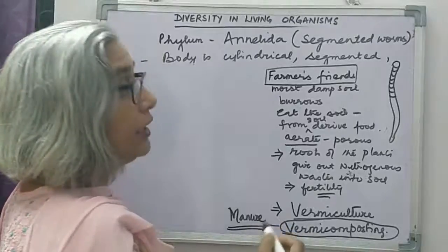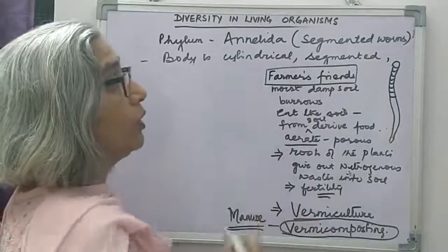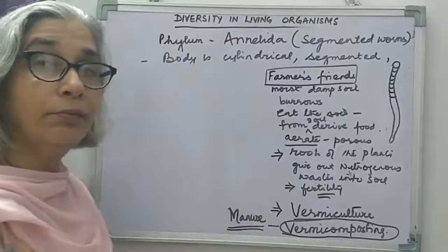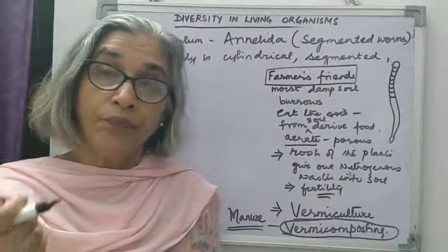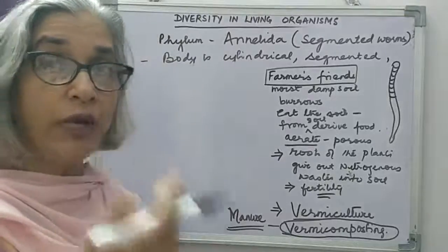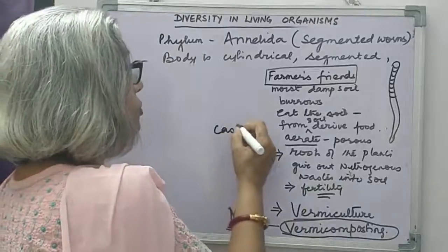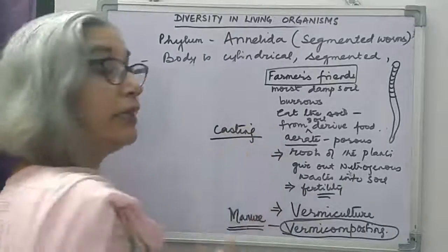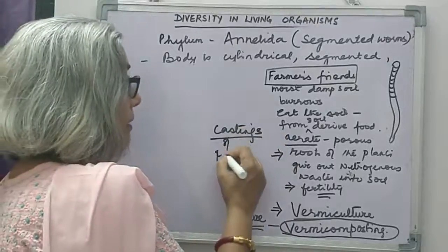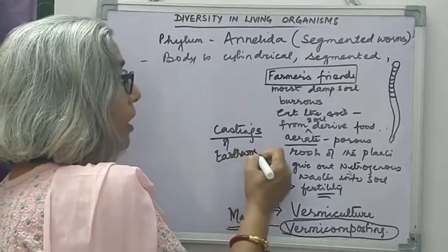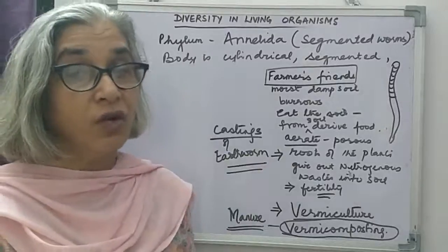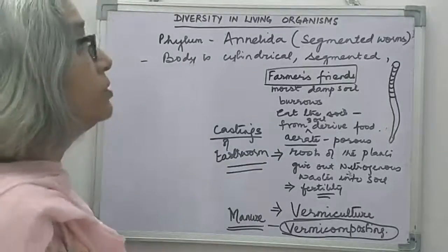So economically, the earthworm, which is an annelid, a segmented worm, is very important because of its ability to aerate the soil and to make the soil fertile. They eat soil and they take out soil, and the soil that comes out of the earthworm is called castings of earthworm. These castings are very healthy for the soil because they are rich in nitrogenous wastes. So this was about Annelida.